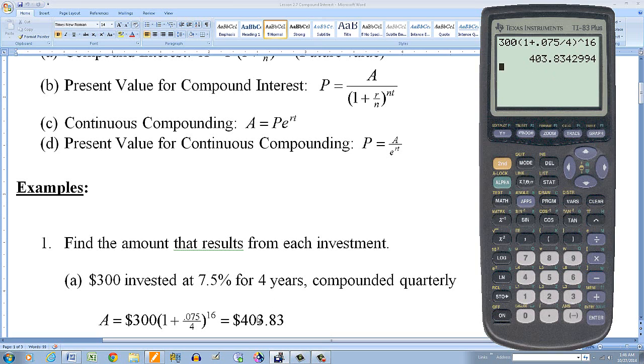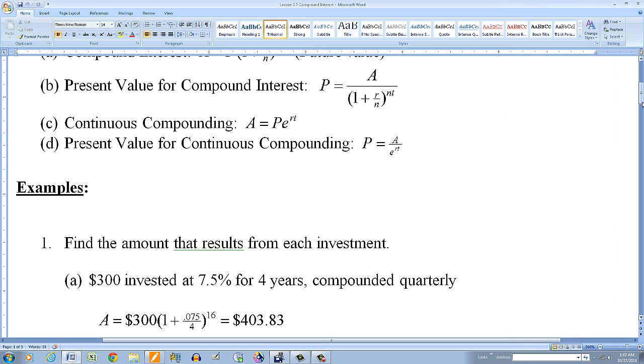Okay, so that tells me then that if I invest $300 at 7.5% for 4 years, compounded quarterly, that is, I let the money sit there, I don't make any withdrawals or deposits, then in the 4-year period, I come up with $403.83. Okay, so the 103.83 is my interest generated.